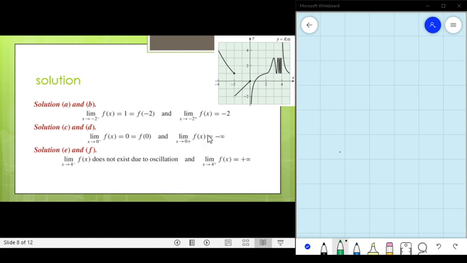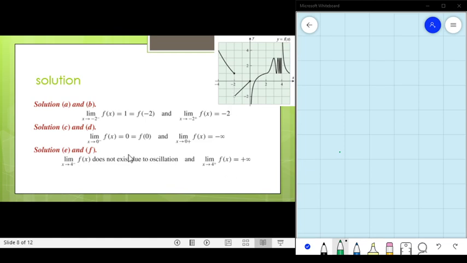So, since 1 and -2 are not equal, therefore, we can conclude that the limit of f of x as x approaches -2 does not exist. Meaning, it does not exist because they do not arrive at the same value of y.